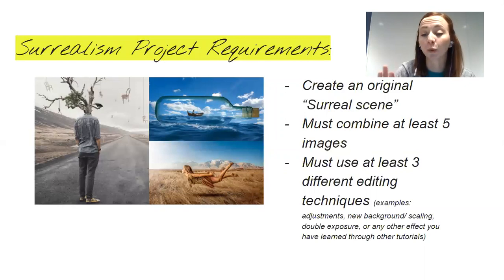You need to use at least 3 different editing techniques. Some examples of those are editing the adjustments in photo editing. You can do that at the very end to make everything look like it goes together, or you can edit individual images if something's really dark or the coloring's off. A new background or scaling, so playing with proportion.